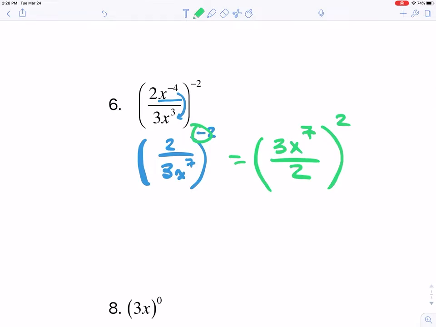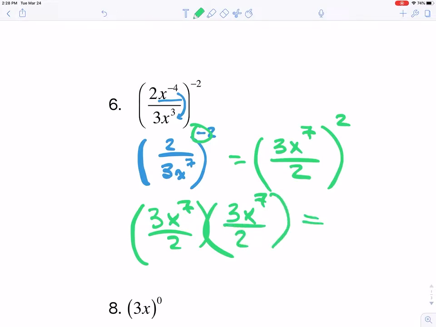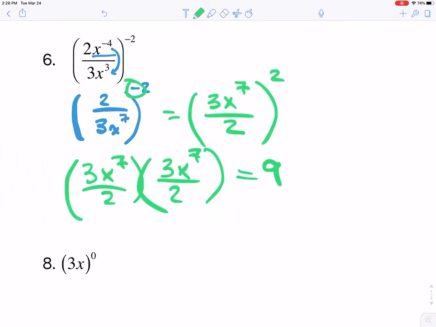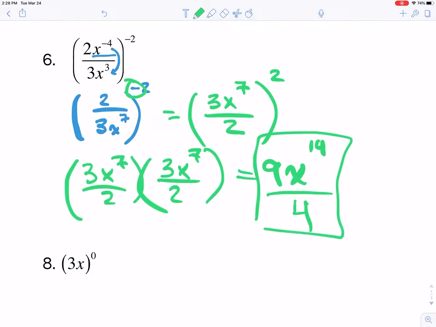And then again, anytime you square something, it's 2 copies of itself being multiplied. So it's really 3x to the 7th over 2 times 3x to the 7th over 2. Multiplying numerator with numerator, I get 9x. Your brain's kind of doing 2 things: it multiplies the coefficients out in front, but with the exponent, it's a common base, so you must add. So 7 plus 7 is 14. And then, of course, 2 times 2 is 4. So I get 9x to the 14th all over 4.